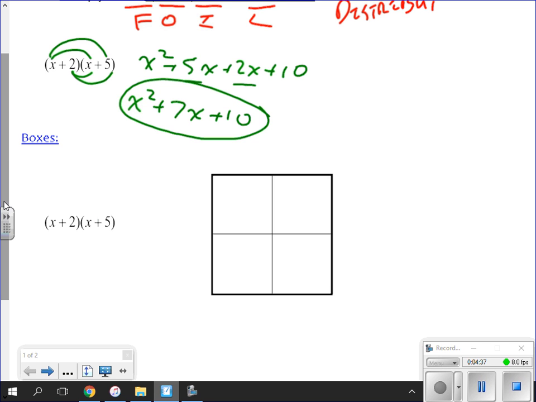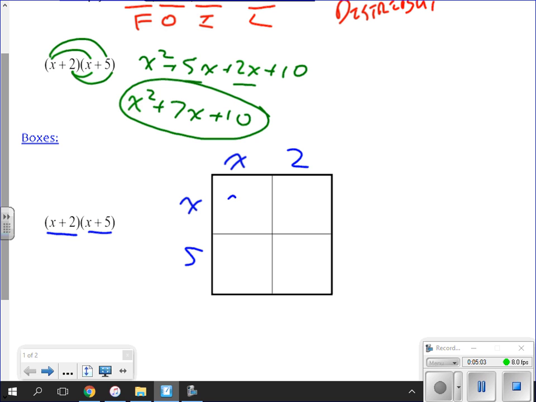Here's what you do. You take one of the binomials. Either one, it doesn't matter. And you put it on one side. I have x plus 2, so I have x and 2. And then you take the other one and you write it along the other edge. X plus 5. If it's a minus in between, make sure to put the negative on there. So I've written it out. Now you fill it in like a multiplication chart.